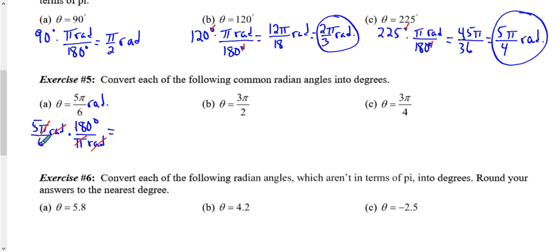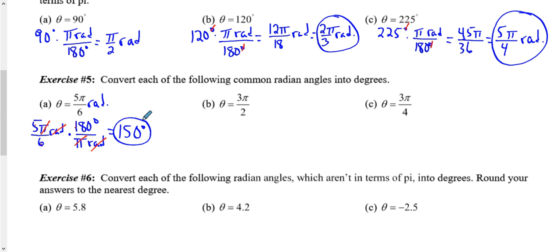Right? And what do you get? 180 times 5 divided by 6. 150. 150 degrees. Yep. So that number of radians is 150 degrees.